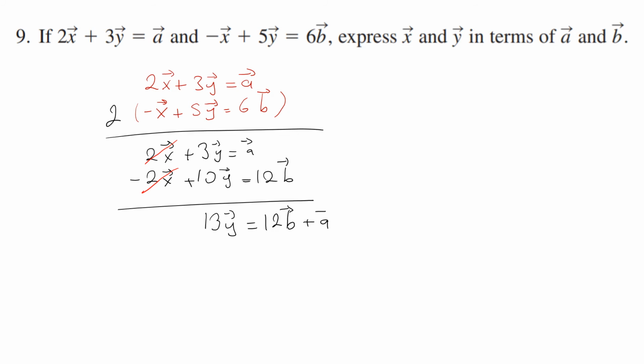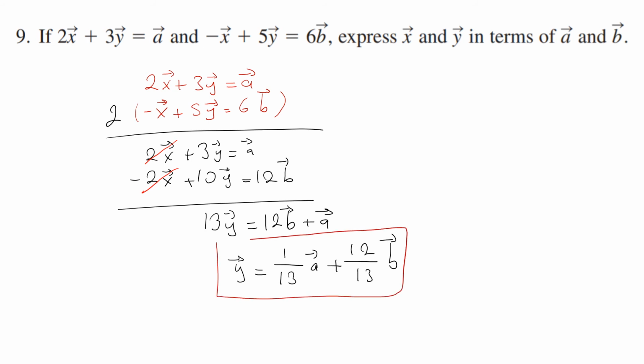Remember, these are not the same values. We need to write it in terms of a and b, so we're good. Now all I need to do is divide each side by 13, so I find my y in terms of a and b. I'm going to put the a in front just to make it look nicer. So I'm just going to say 1 over 13 a plus 12 over 13 b. And that is my y value. That's my answer for y.